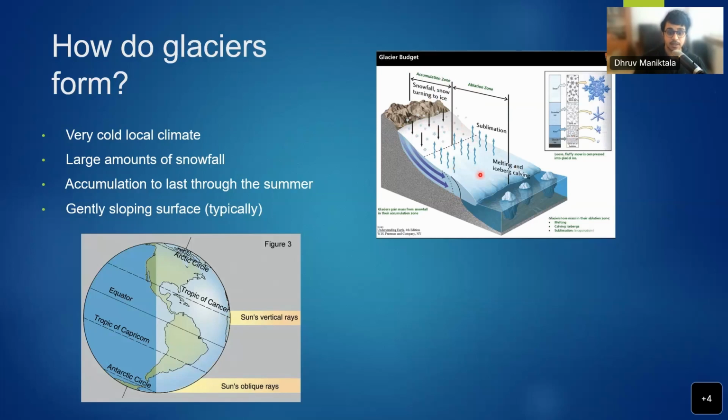And then the region below is called the ablation zone, where the glacier starts to lose mass or snow through various processes like sublimation, melting, and calving, the breaking of icebergs falling into the sea. So this is mostly the process of glacier formation, and glacier melting and calving as well is shown in this. So this kind of diagram represents a typical mountain glacier mostly.